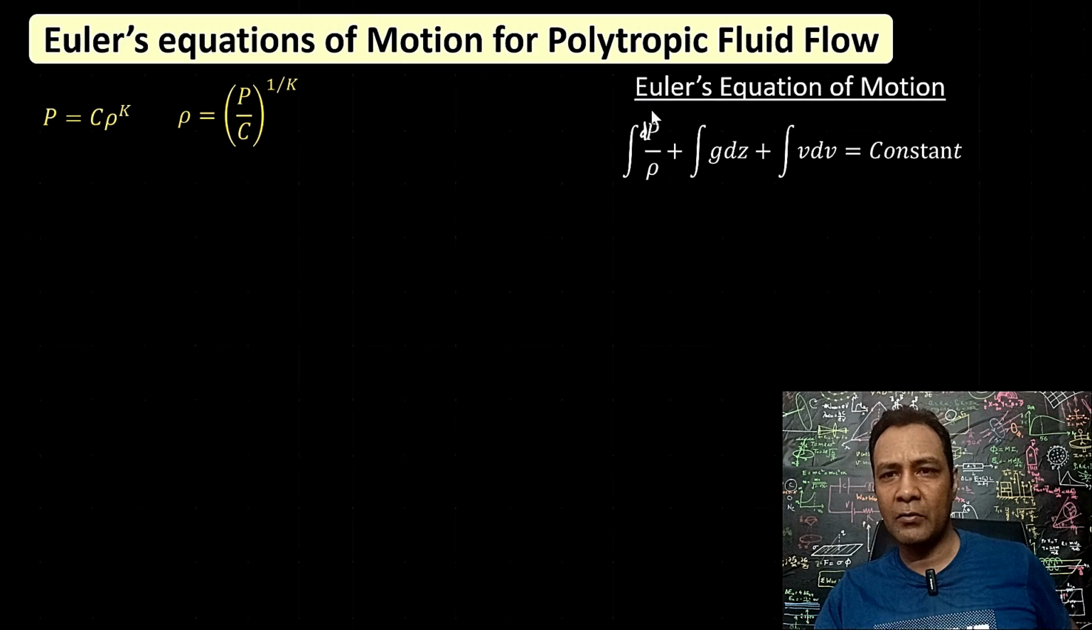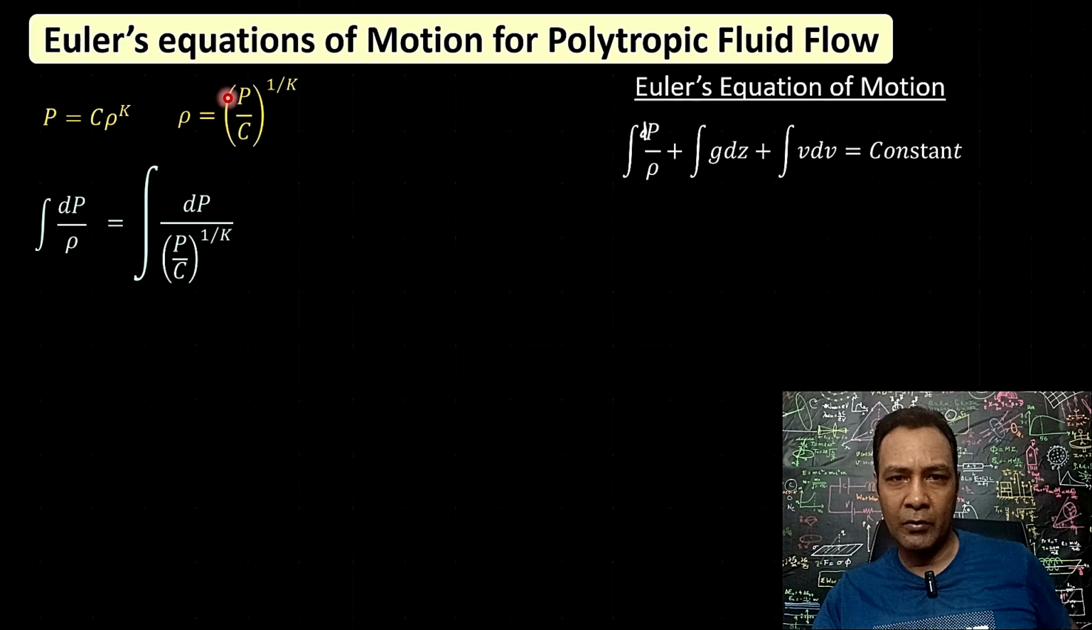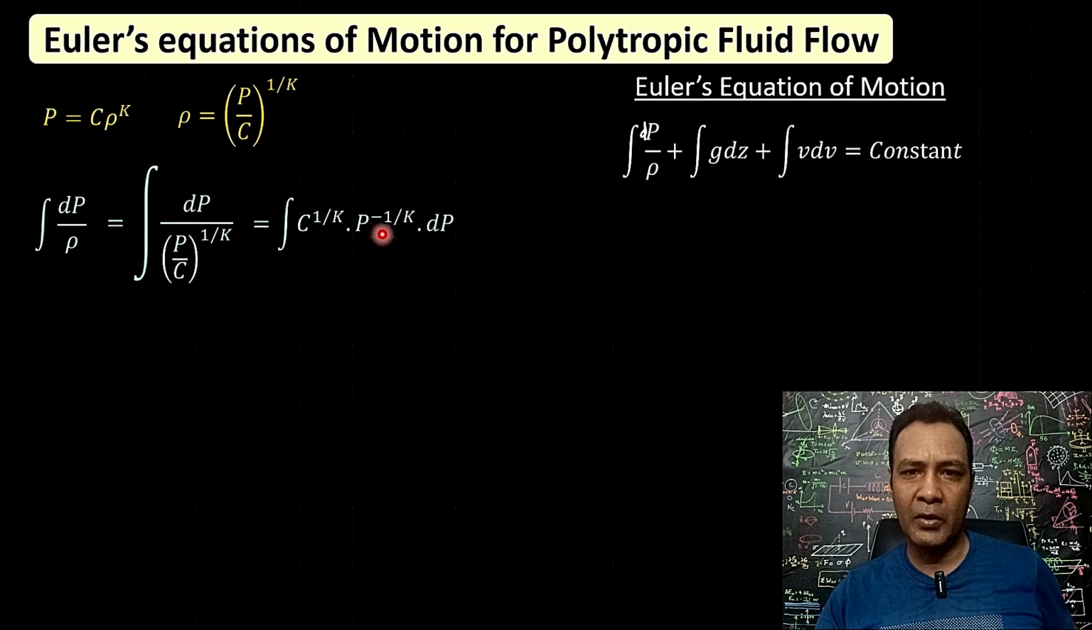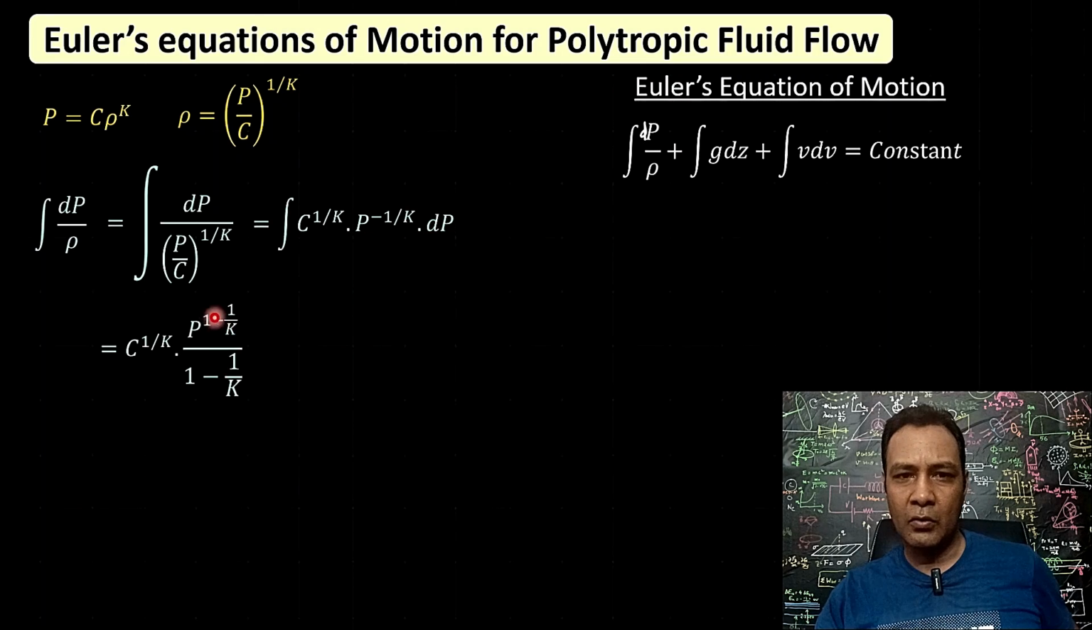So to do that, let me first take the integration of dp by rho. Let me put the value of rho here: dp upon P by C power 1 by K. That C power 1 by K goes to the numerator, and this will simplify to become P power minus 1 by K. Applying the normal power rule, that will be P power 1 minus 1 by K divided by 1 minus 1 by K.